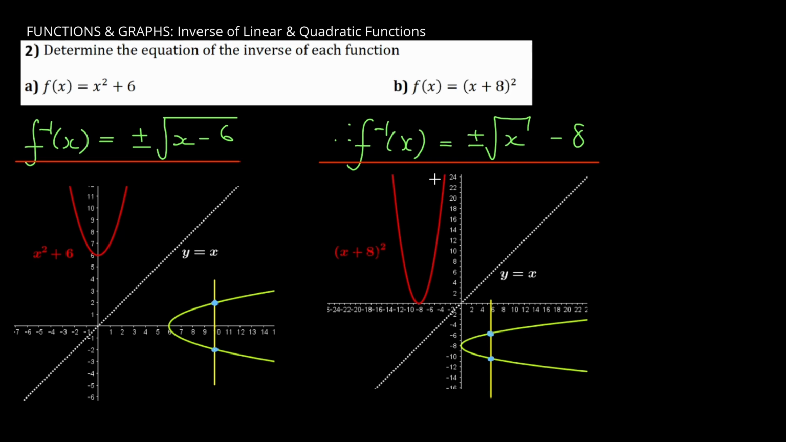Well, what's the cure? The cure is to restrict the domain, in other words, the x values of our original function. If I only allow this curve to come up from its minimum point upwards, I will cut off half of the inverse. Similarly, this curve, if I only allow the positive section, in other words, from x equals negative 8 upwards, I will cut off half of this curve. Let me show you those diagrams.